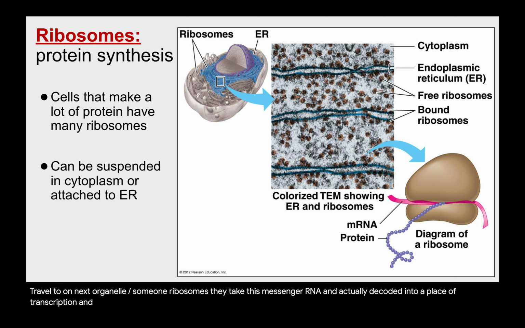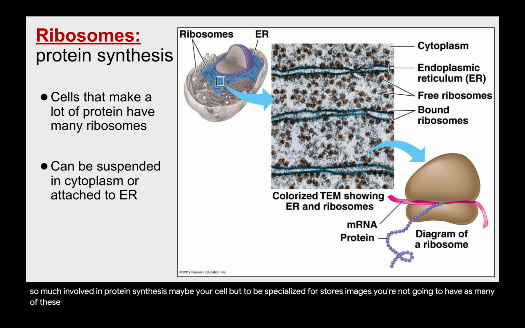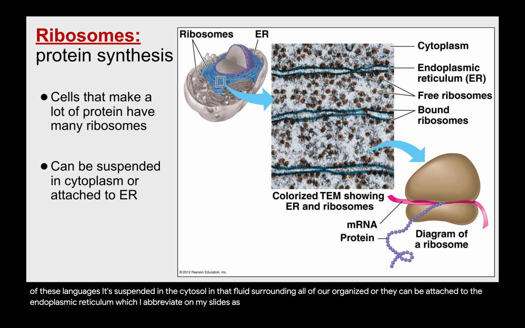If you are a cell that has to make a lot of proteins, you will have a lot of ribosomes. Likewise, if you're a cell that isn't so much involved in protein synthesis, maybe you're specialized for storage of materials, you're not going to have as many of these ribosomes. Now, these ribosomes can just be suspended in the cytosol, the fluid surrounding all of our organelles, or they can be attached to the endoplasmic reticulum, which I abbreviate on my slides as ER.